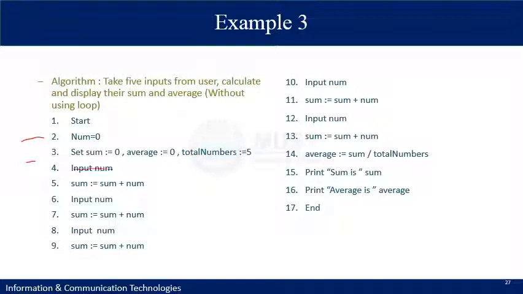So we input a number, we sum the number, again input and add it to the sum, again input, add it to the sum, and so on for all five numbers. Then we calculate the average, which is sum divided by total numbers, and again print the results.